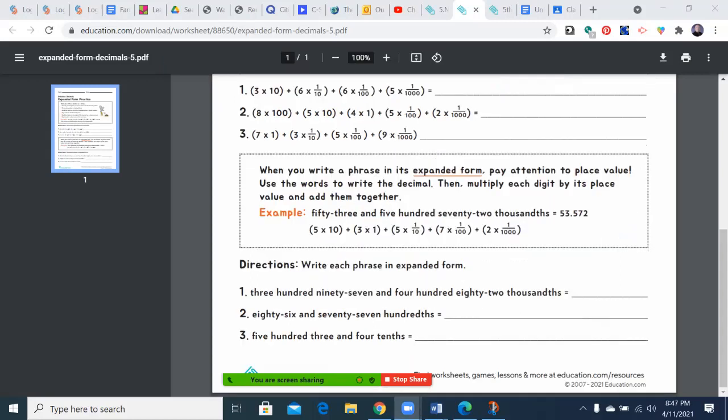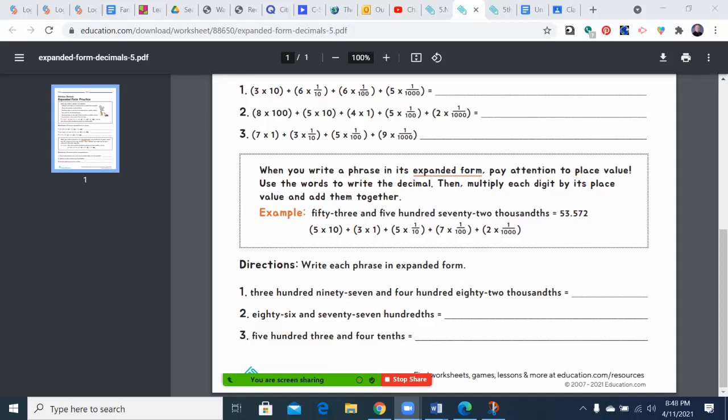When you write a phrase in expanded form, pay attention to the place value. Use the words to write the decimal. Then multiply each digit by its place value and add them together. So going from word form, 53 and 572 thousandths, here's what it is in standard form, word form, standard form, and you see it in expanded form. So 53 is 5 tens and 3 ones. So 5 times 10 plus 3 times 1.